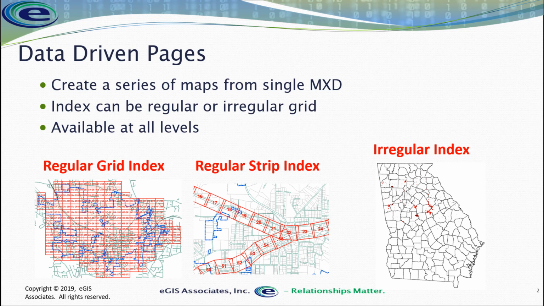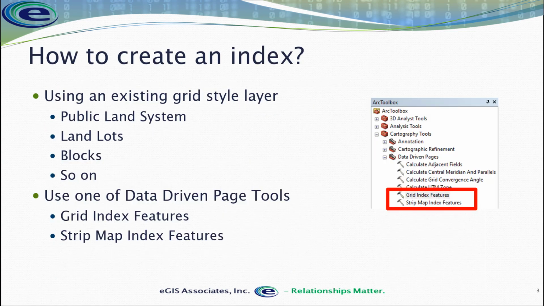You've got to have something that designates the pages that are going to end up being in your atlas or your map book. So this index being so important, how do you create it if you don't have one or you're not sure? Well, the easiest thing is to take some existing polygon layer you already have that kind of forms a grid, like the sections in the public land system. In the state of Georgia we don't have the public land system, but the western two thirds of the state does have things called land lots, which are in theory square, rectangular-ish.